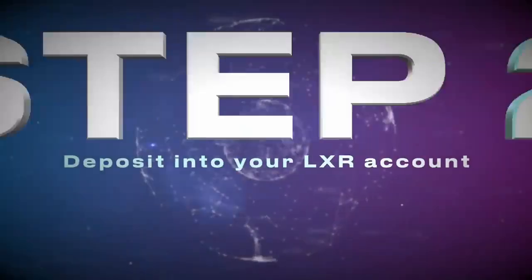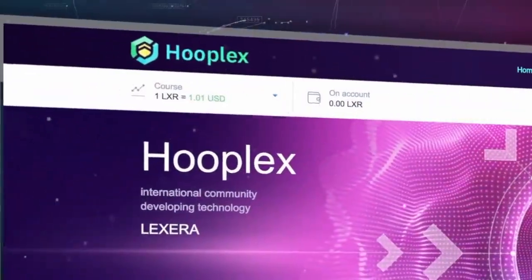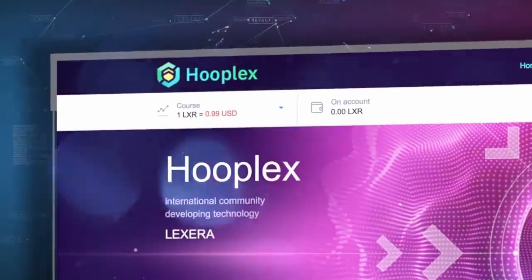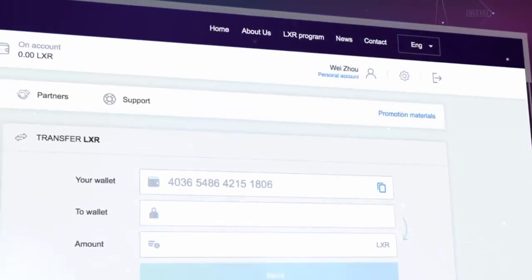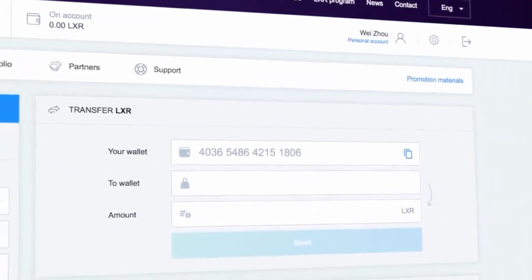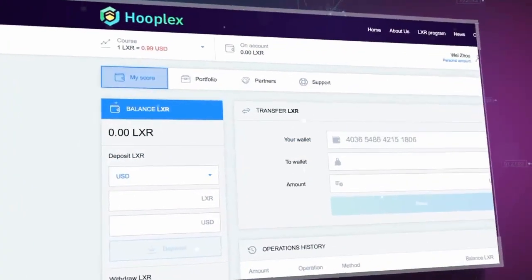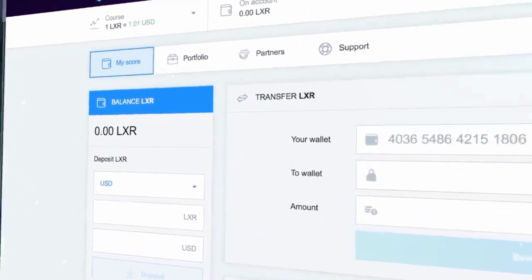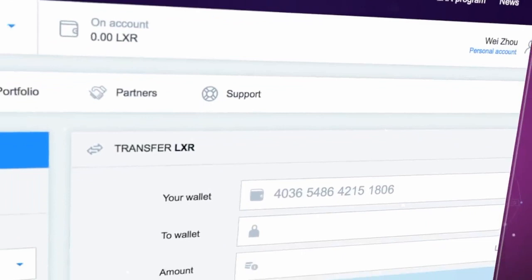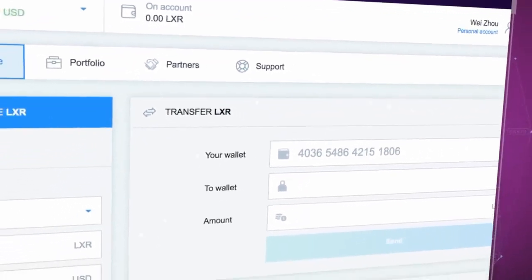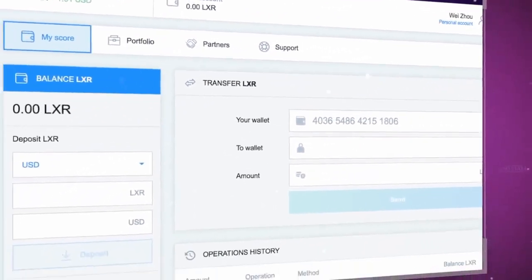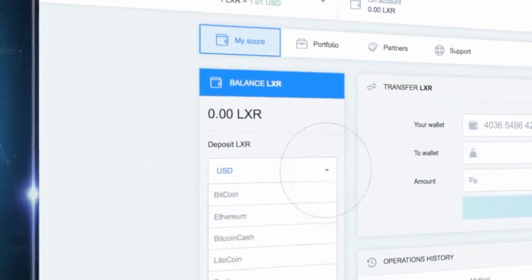Your second step is to deposit into your LXR account. Our platform works only with the LXR currency unit, so all the transactions inside the ecosystem are carried out by it. In order to buy LXR, you may proceed to the My Score section, where you can fund your balance with any cryptocurrency listed. You may also do it with the help of your leader, or by using Perfect Money. Let's take Bitcoin for example.